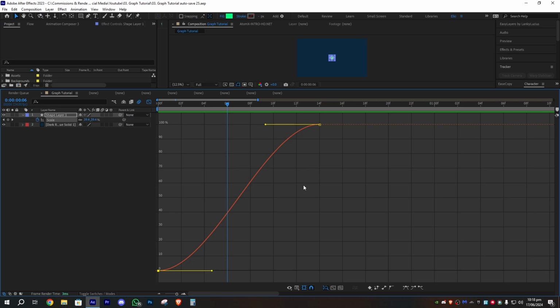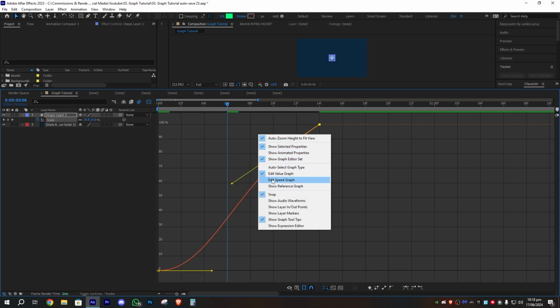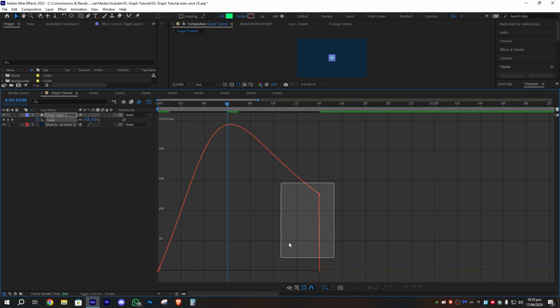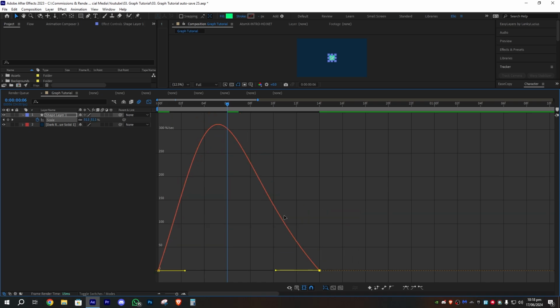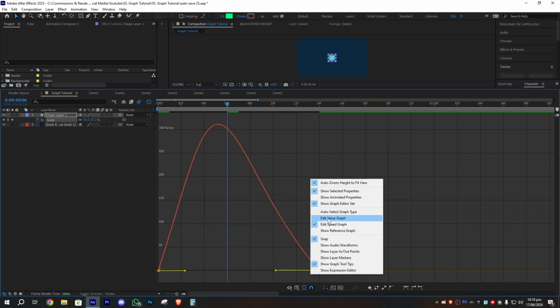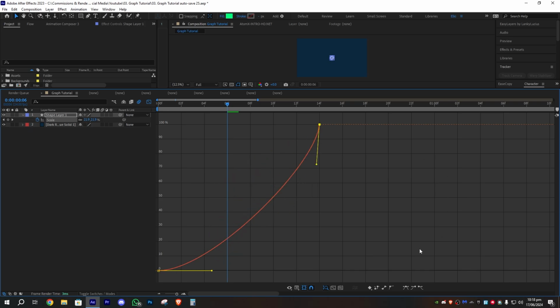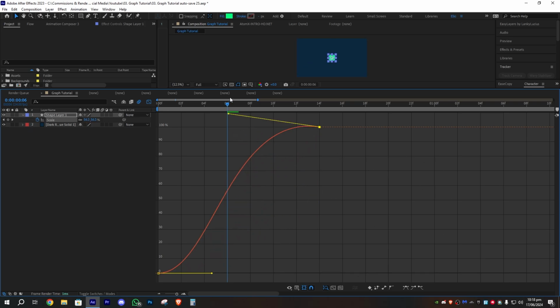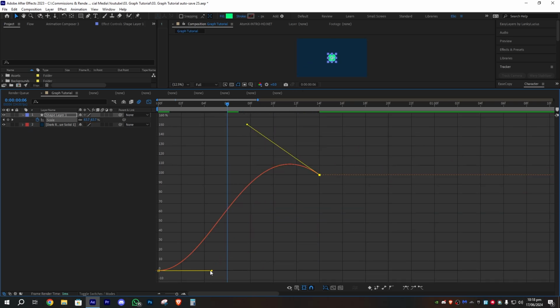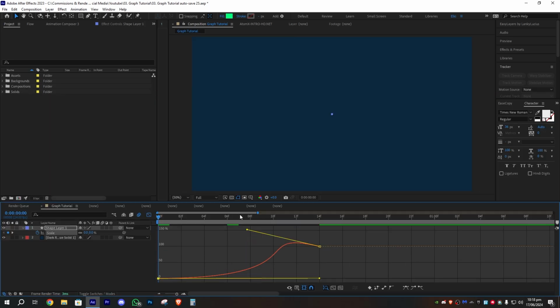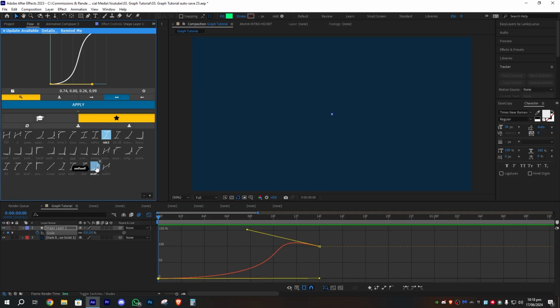It all just comes with time. Once again, that's the main key difference between the value graph and the speed graph. The speed graph is pretty limited. You cannot do a lot of the stuff that you can do with the value graph, but with this you have a lot of customizability. You can create some cool reverse animations with it as well. For example, like this.